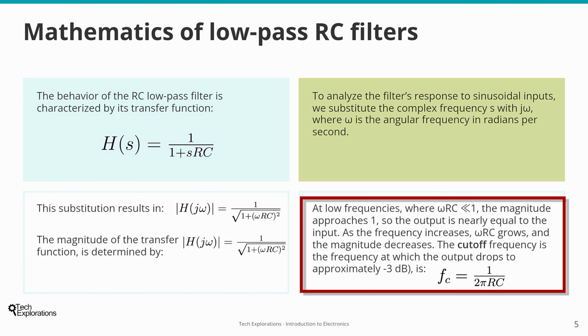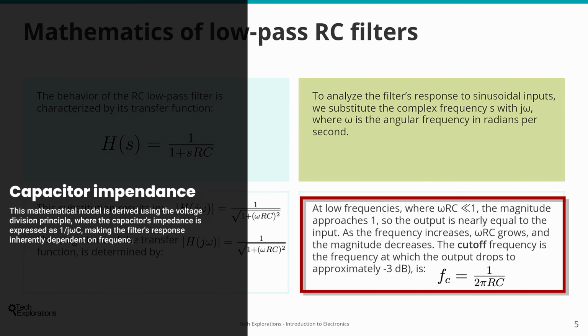The cutoff frequency, defined as the frequency at which the output drops to 1 divided by the square root of 2 of the input, which is approximately minus 3 decibels, is given by this formula here, where Fc, the cutoff frequency, is equal to 1 divided by 2 times pi times R times C. The mathematical model is derived using the voltage division principle, where the capacitor's impedance is expressed as the fraction 1 divided by J times omega times C, making the filter's response inherently dependent on frequency.